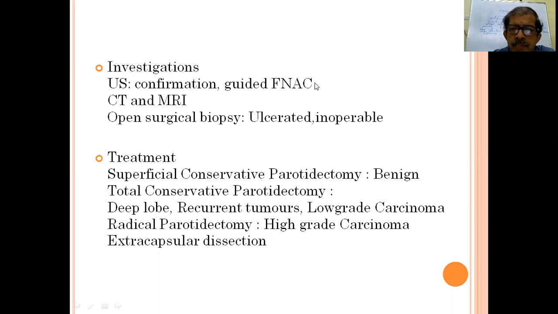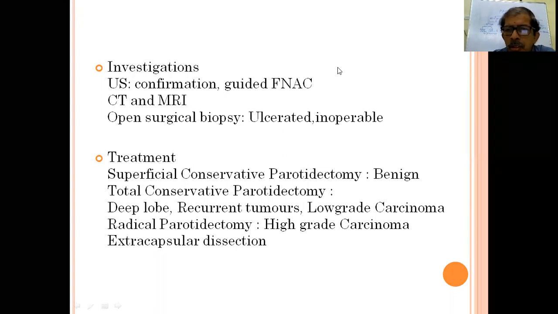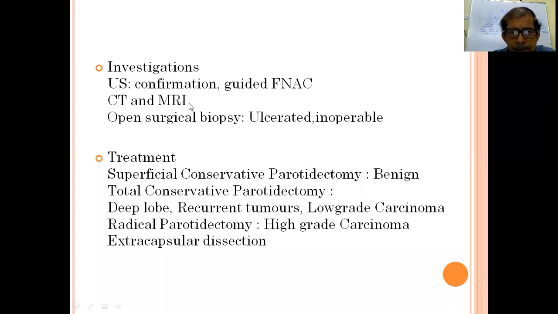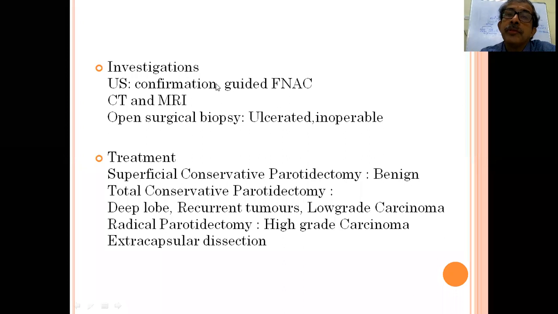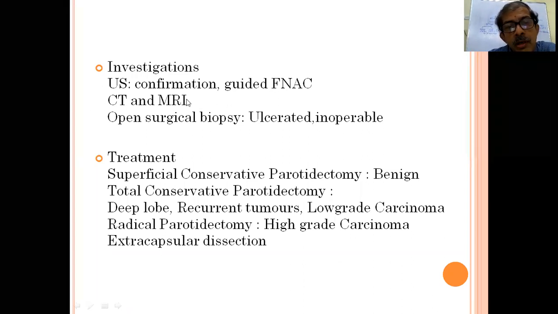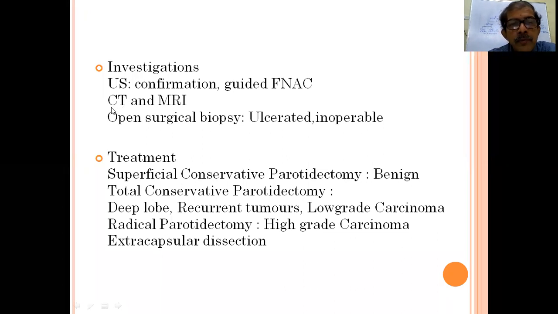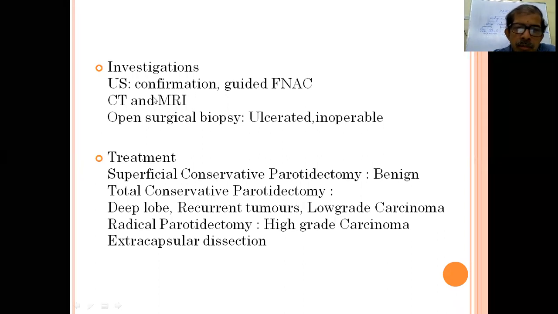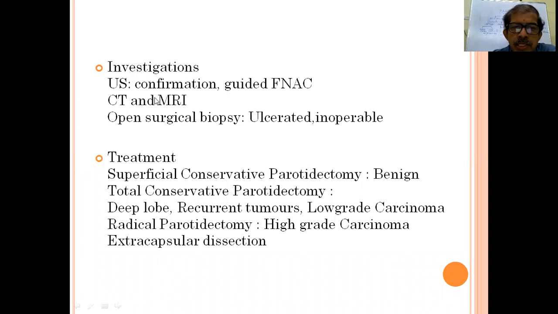Once the pathology is seen, if it is benign, there is no need for CT or MRI unless it is from the deep lobe. If it is in the superficial lobe and benign, no need for CT or MRI. Whereas if it is in the deep lobe, or the pathology is suspicious, the pathologist says I cannot tell you exactly what it is, or the pathology says it is malignant, then you have to go for CT and MRI. Of late, MRI is done because it clearly depicts the soft tissues.